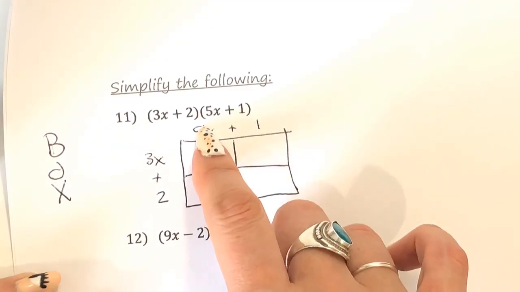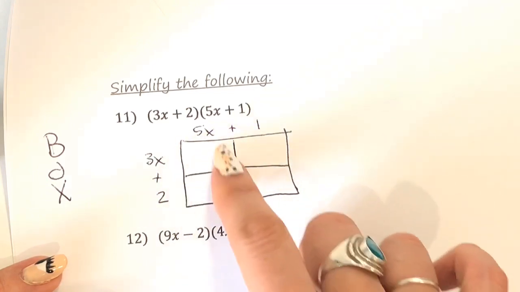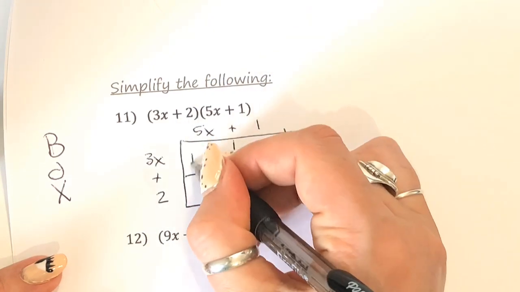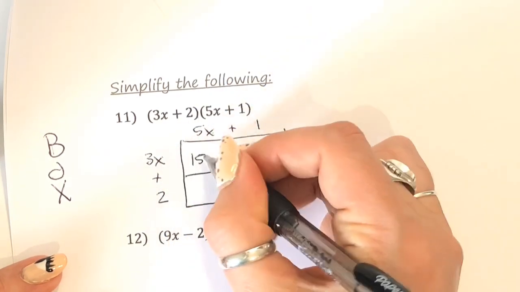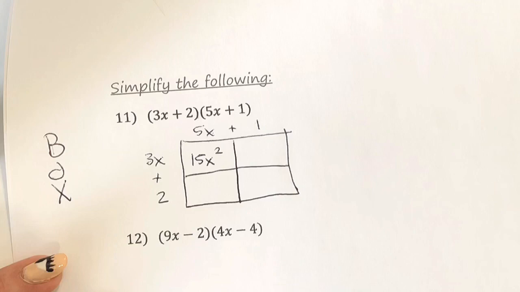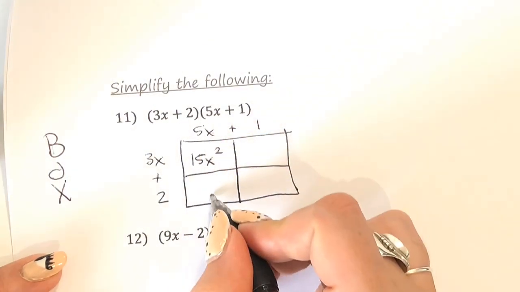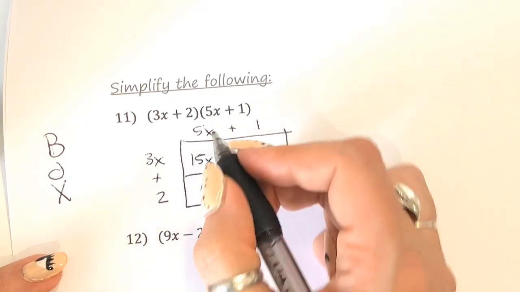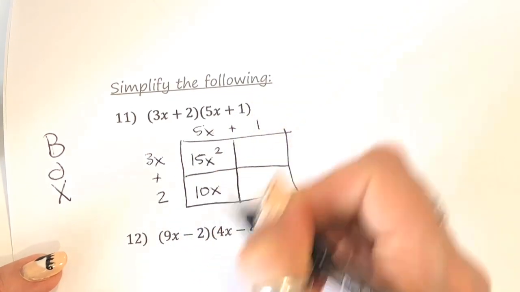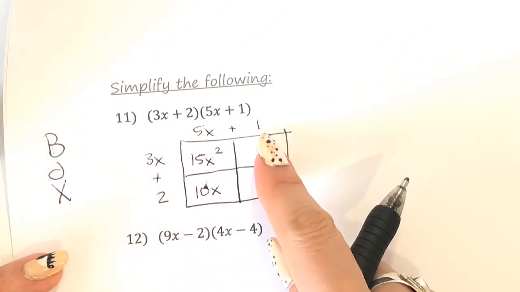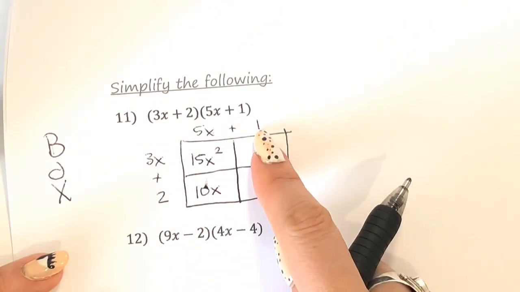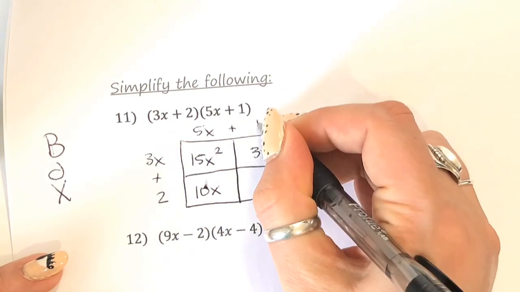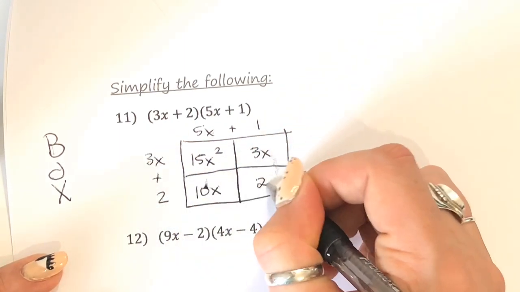I'm going to multiply each column by row. So in this box, I have the 5x and the 3x. Well, 5 times 3 is 15, and x times x is x squared. Now if I move down, I'm in the 5x column, but the 2 row. So 5x times 2 is 10x. And now let's move over to this column. This is going to be an easy one because it's just a 1. 1 times 3x is just 3x. And then 1 times 2 is 2.